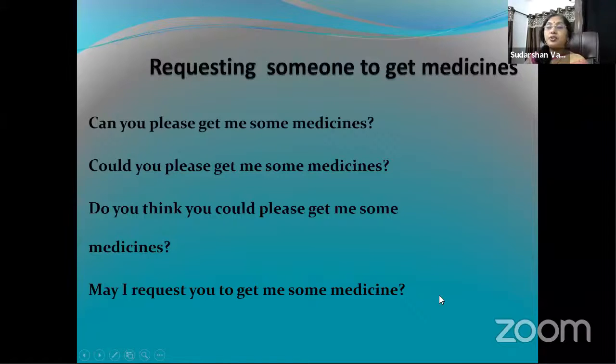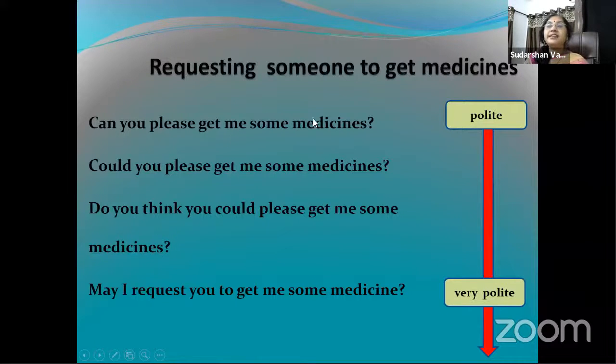So here, if you notice, this is polite. That is, in an informal situation, we are still being polite. Can you please get me some medicines? Informal, polite. Could you please get me some medicine? Semi-formal, polite. Do you think you could please get me some medicines? Formal, and very polite. May I request you to get me some medicine? Very polite.